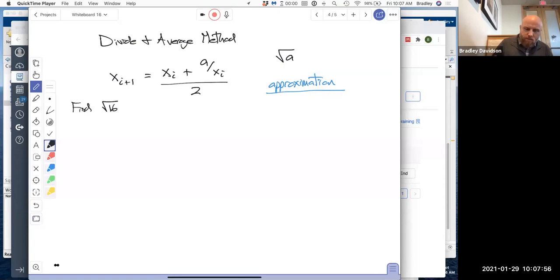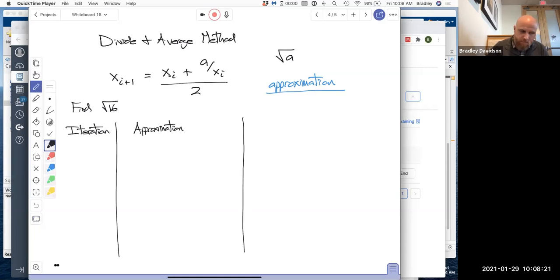And to do this, I want you to make a table. So on the left-hand side, write out iteration, draw a vertical line, and then approximation. Leave some space here because this is where we'll do our calculations. Okay. And then keep on drawing your line all the way to the right, okay? And we'll use this space over here a little bit later.